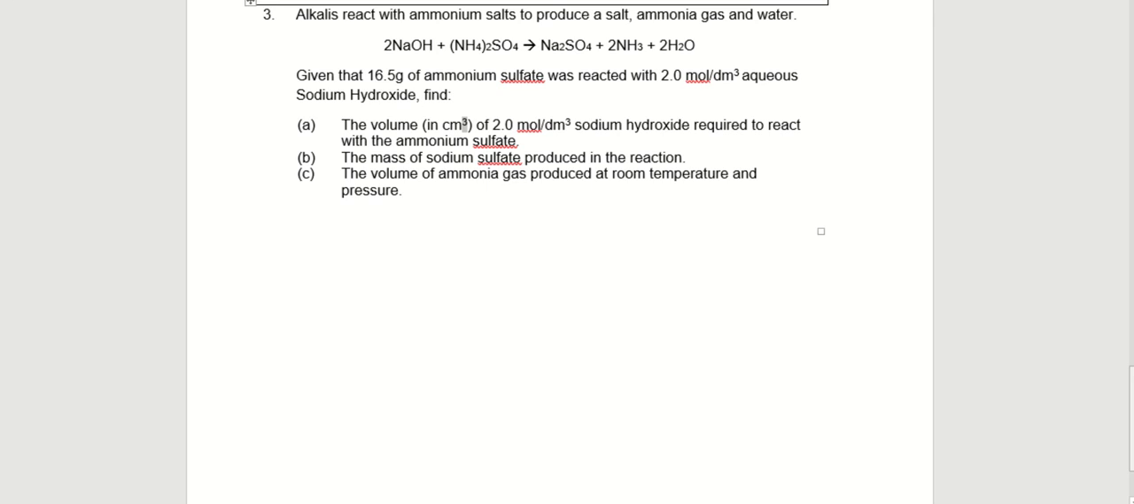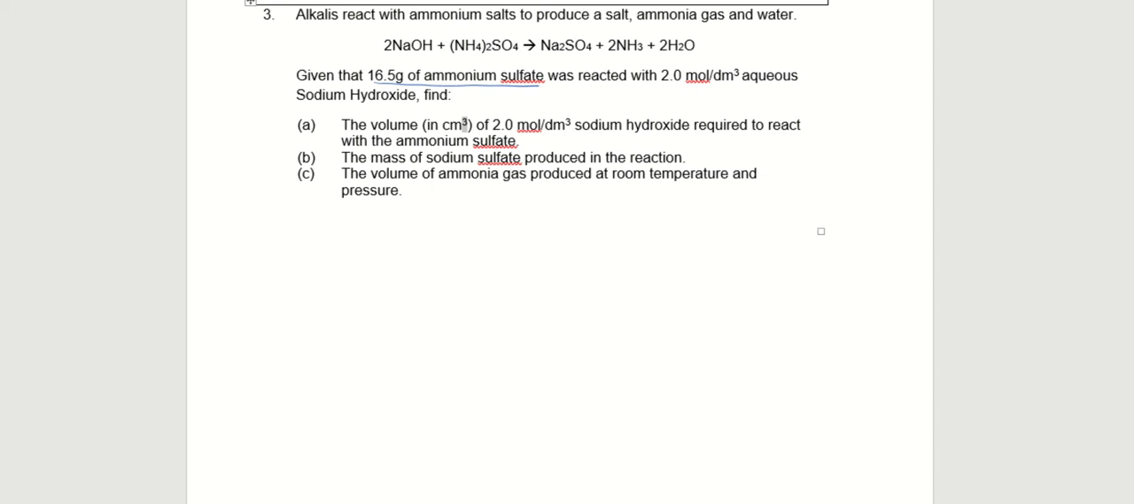Alkalis react with ammonium salts to produce a salt, ammonia gas, and water. Okay, so the equation gives you the reaction between sodium hydroxide and ammonium sulfate to give you sodium sulfate, ammonia gas, and water. Okay, so now given that 16.5 grams of ammonium sulfate was reacted with 2.0 mole per dm cube of aqueous sodium hydroxide, find the volume of sodium hydroxide used, the mass of the sodium sulfate in the reaction, and the volume of ammonia produced at room temperature and pressure.